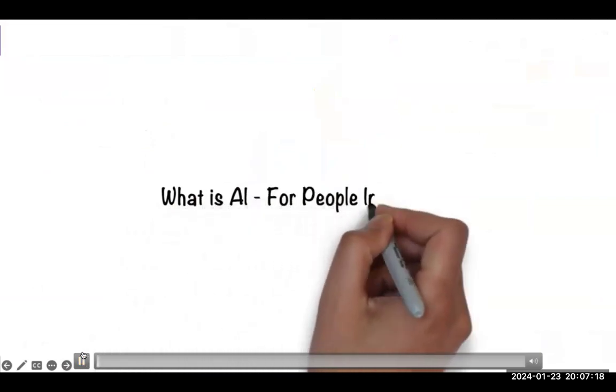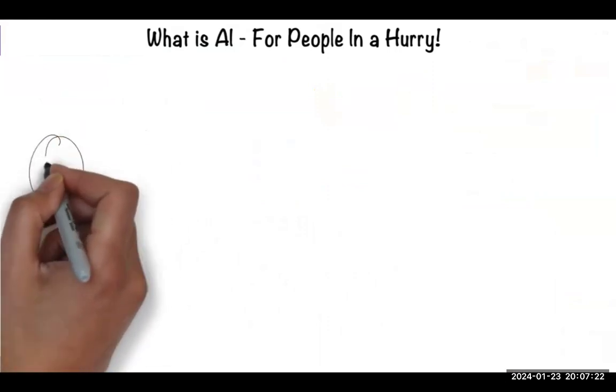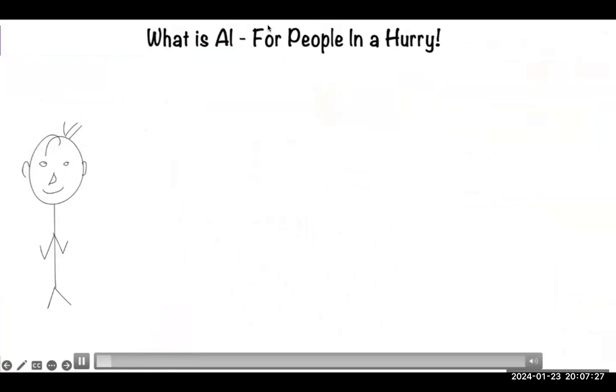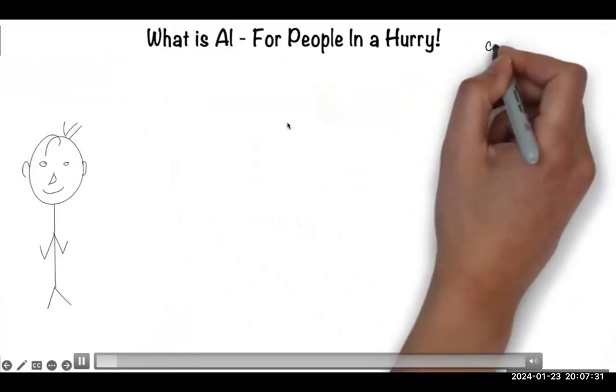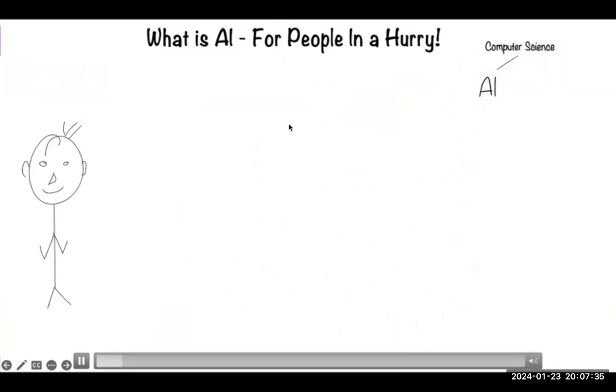Artificial intelligence for people in a hurry. The easiest way to think about artificial intelligence is in the context of a human. After all, humans are the most intelligent creatures we know of. AI is a broad branch of computer science. The goal of AI is to create systems that can function intelligently and independently.